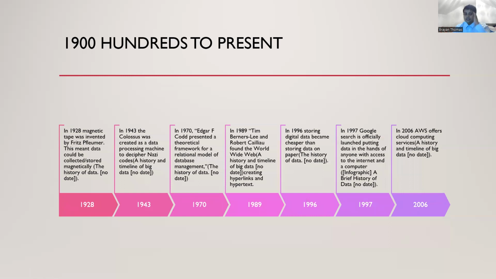All right. Now, in 1928, the magnetic tape was invented by Fritz Pfleumer. This meant that data could be stored and collected magnetically. This is extremely important because this became the main source of data collection and storage for the next 60 years, till 1982.